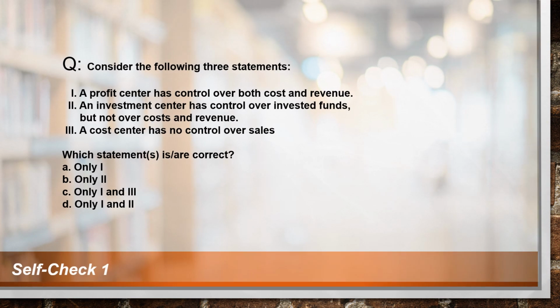Now let's have self-check number 1. Consider the following three statements. Statement 1: A profit center has control over both cost and revenue. Statement 2: An investment center has control over invested funds but not over costs and revenue. Statement 3: A cost center has no control over sales. Question: which statement or statements are correct? Okay, so you may answer this on your own.